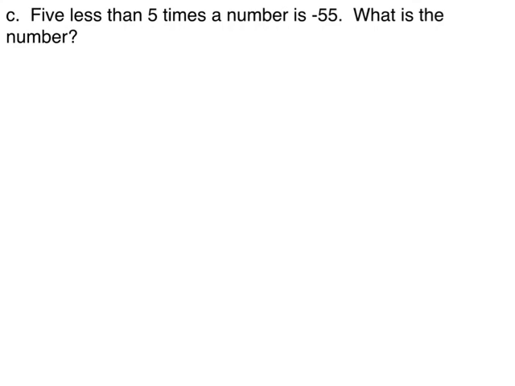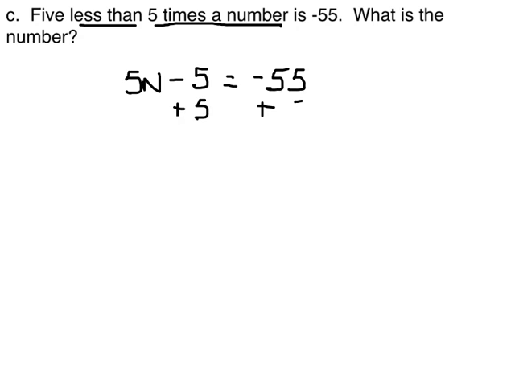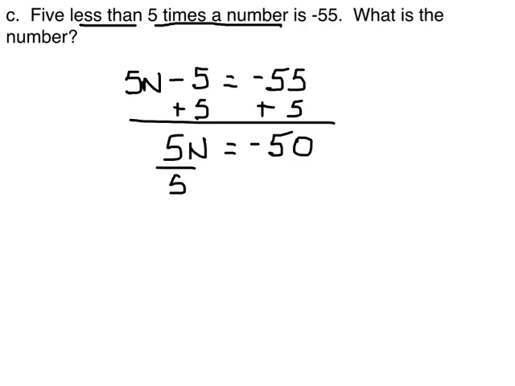Let's do one more. 5 less than 5 times the number is negative 55. Alright, well, let's start here with 5 times the number. That's 5n. Then 5 less than that is negative 55. Lots of 5s here. Okay, so we're going to add 5 to both sides. And we're going to have 5n equals negative 50. If I divide both sides by 5, I'll be left with n is equal to negative 10.